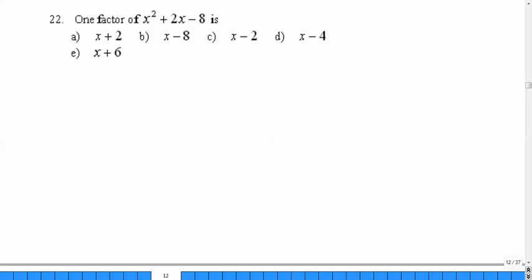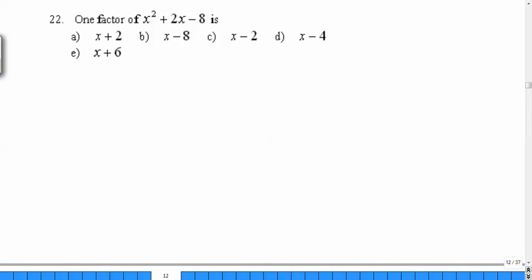This problem should help you figure out quadratic equations and ways to find their solutions, their roots. Okay, and here it is telling you that one factor of x squared plus 2x minus 8 is: x plus 2, x minus 8, x minus 2, x minus 4, or x plus 6. How can we find that?